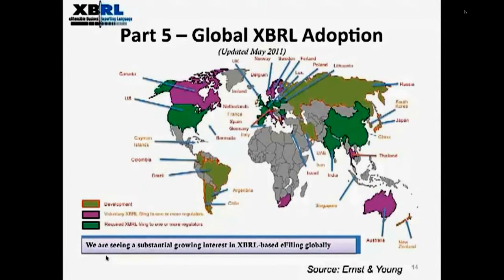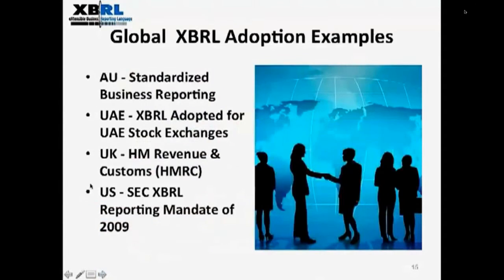Let's now take a look at the adoption of XBRL for regulatory purposes globally. We have three categories. The olive green represents countries that are developing regulatory applications. In the purple, we see countries that are voluntarily filing to one or more regulators using XBRL. And then finally, the green examples represent countries that are filing to one or more regulators.